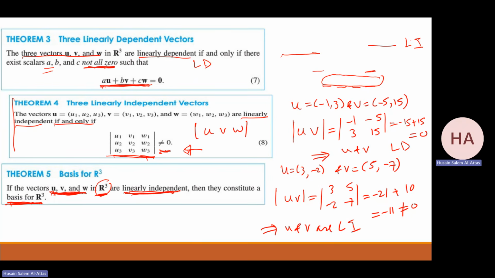If A, B, C are all zeros, and that is the only possibility, then the three vectors are linearly independent. Two vectors, three vectors, 10 vectors, the same idea. If there is at least one of A, B, C not zero, then they are linearly dependent. Also you can use the determinant to do that. Not only that, if three vectors in R3 are linearly independent, then they constitute a basis for R3.